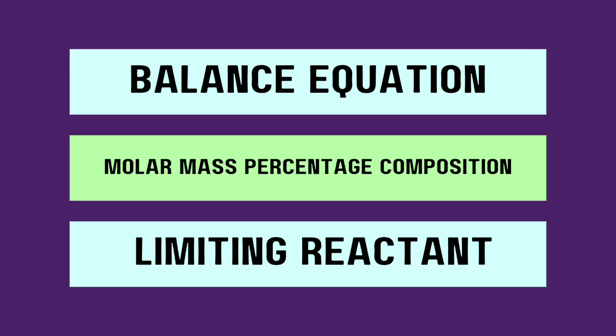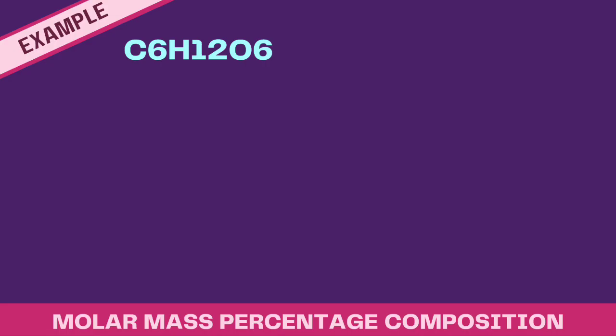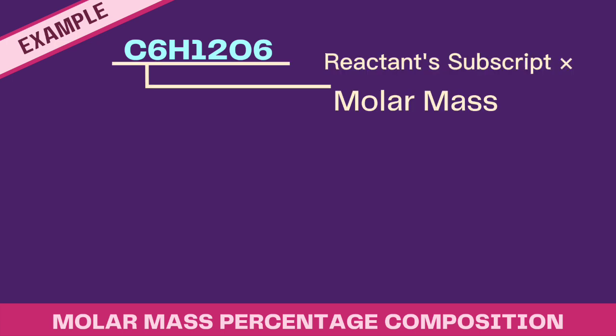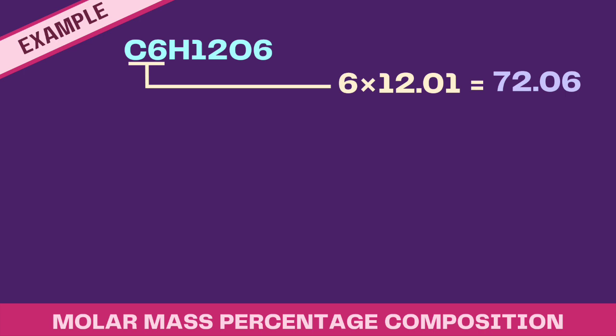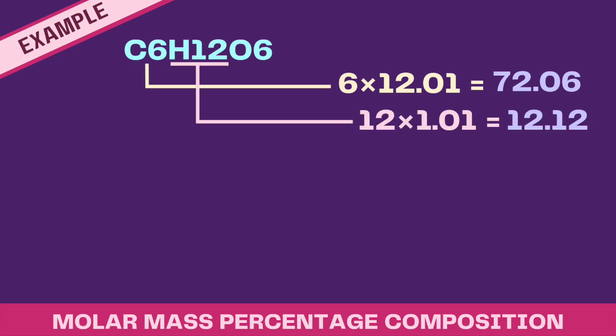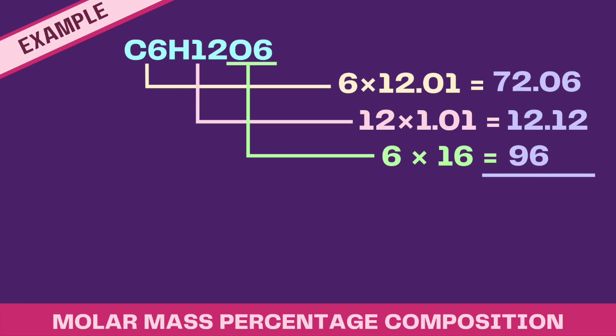Next step, molar mass percentage composition. As example, we have C6H12O6. The formula is subscript times molar mass. Through your periodic table or search engine, you would know that carbon's molar mass is 12.01. Multiplying it by the subscript 6, making it 72.06. Next, hydrogen 12 times 1.01 molar mass equals 12.12. Next, subscript 6 times the molar mass of 16 equals 96. Add them all with a total of 180.18 grams per mole.